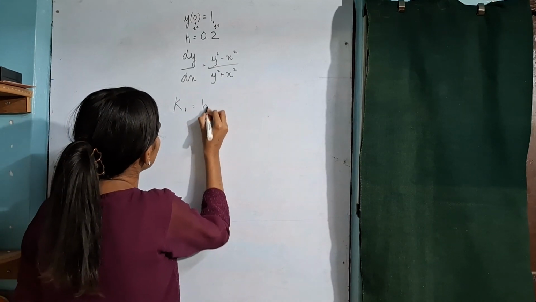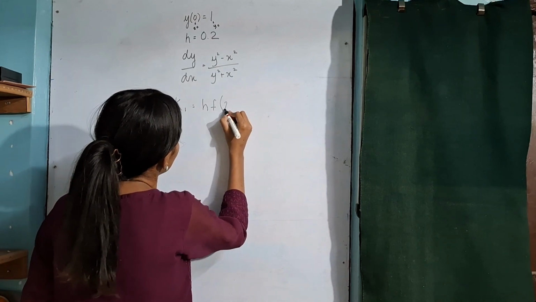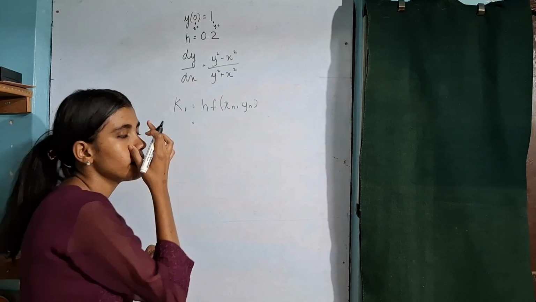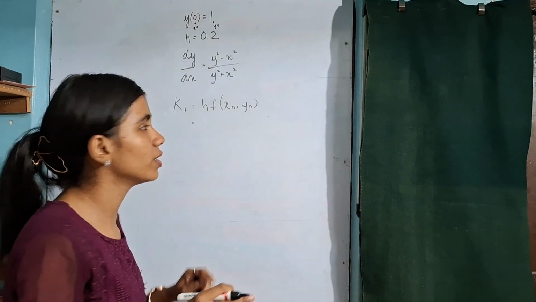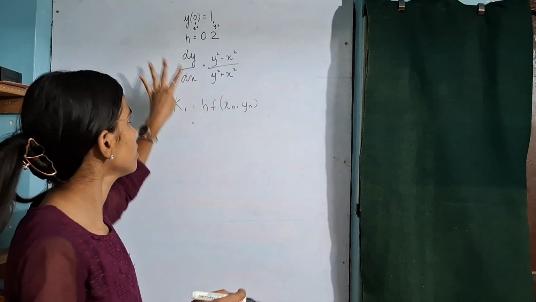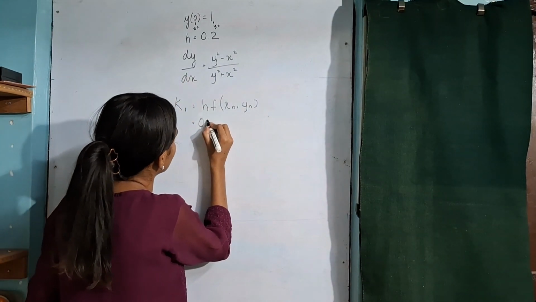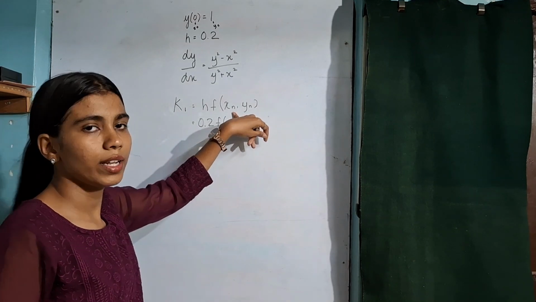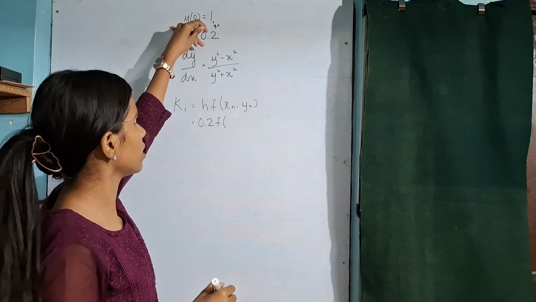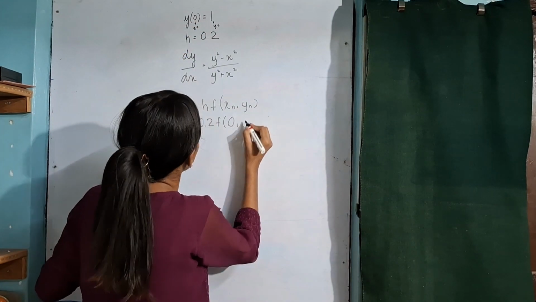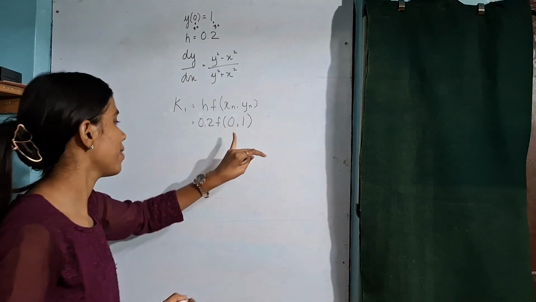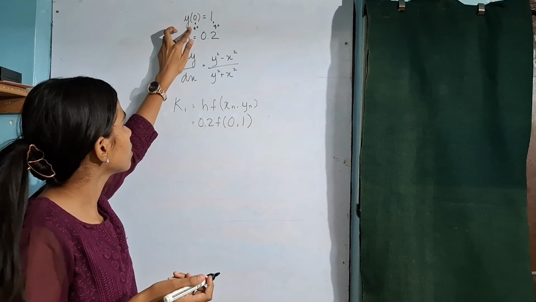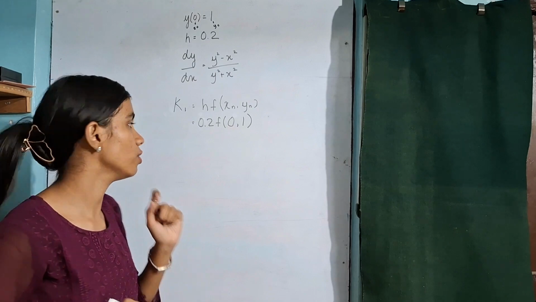What is the formula for k1? K1's formula is h of f of xn, comma, yn. So what is the value of h? The h value will always be given in the question itself. So the value of h is 0.2. And function of x: first we are solving for xn, that is x of 0. X naught is 0 and y naught is 1. The first values are always given like this only. I have told this in previous videos also.